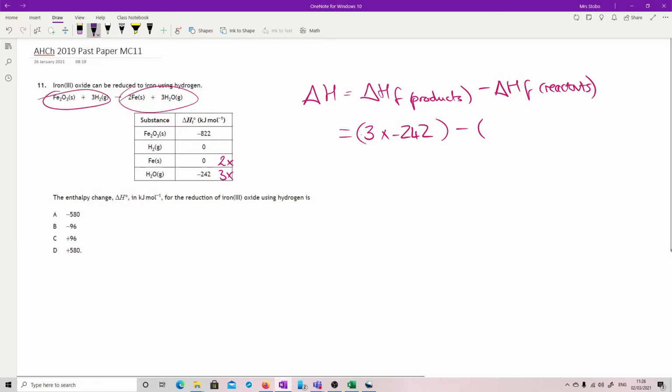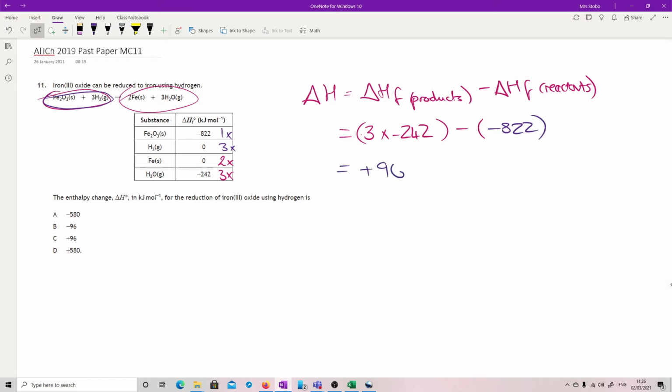Oh no, I thought I changed my colour. I changed my colour. So I've got 1 of these and 3 of these, but obviously another 0. So I'm just going to put minus 822, and that's going to come out as plus 96, and that's us.